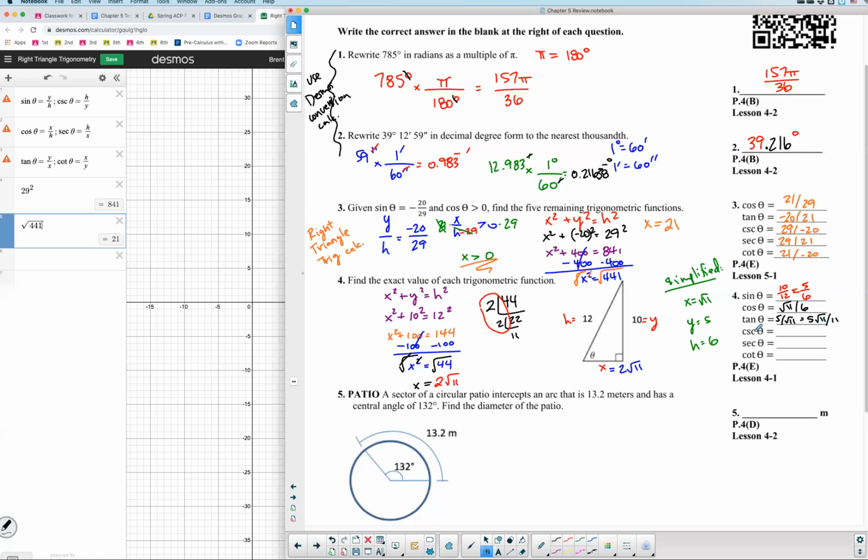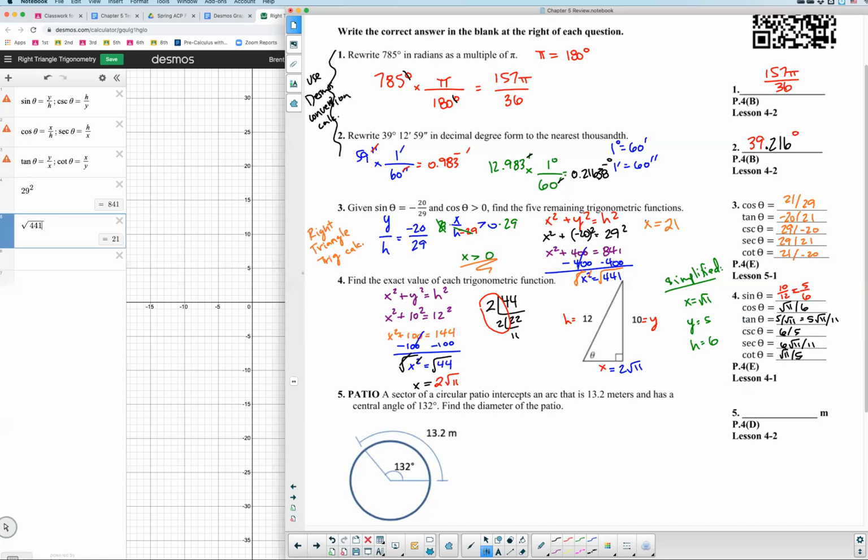Now that one's tricky. Cosecant is h over y, so 6 over 5. Secant is h over x. Again, I'll have to simplify that, so it'd be 6 square roots of 11 divided by 11. I have to rationalize the denominator, so I shot the square root up. And then finally, cotangent would be x over y. So square root of 11 divided by my y value of 5. So that would be my answers there.